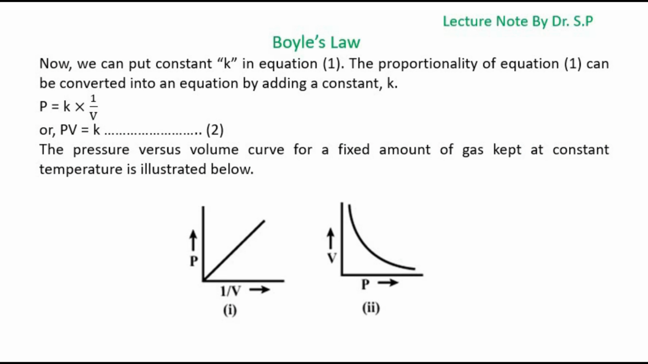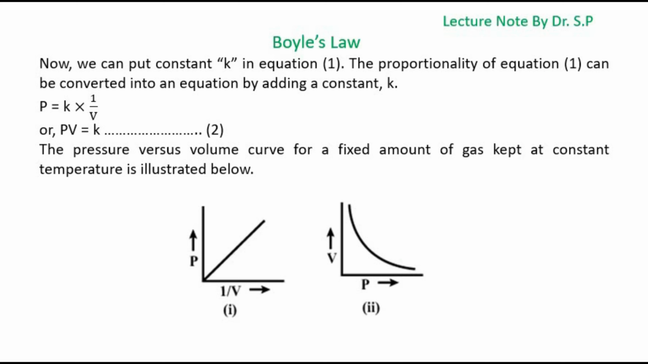Now, we can put constant K in equation 1. The proportionality of equation 1 can be converted into an equation by adding a constant K. Now pressure P is equal to K into 1 by volume V, or PV is equal to K.